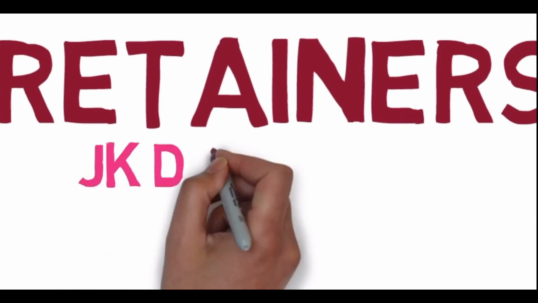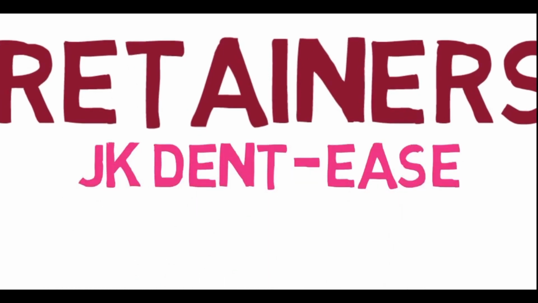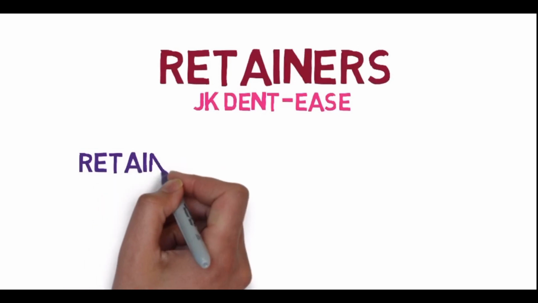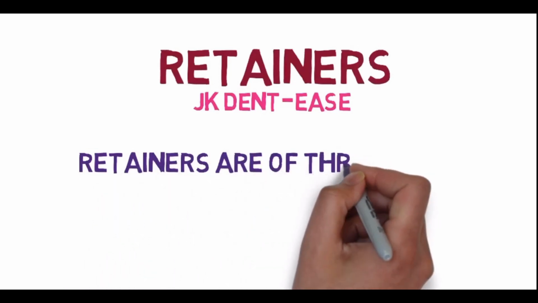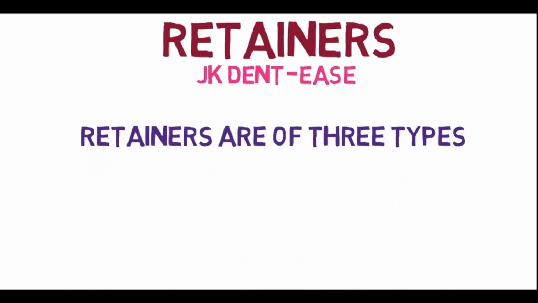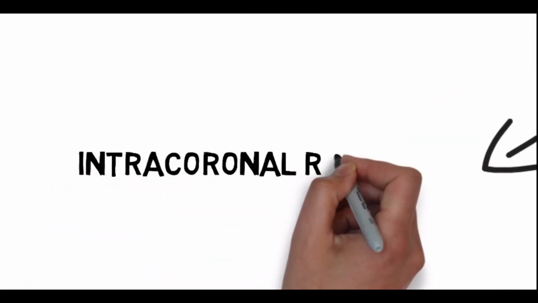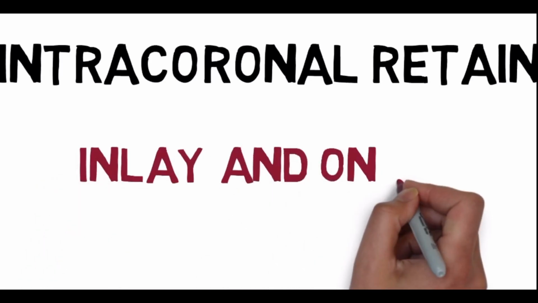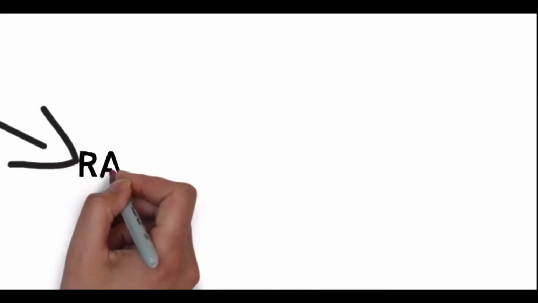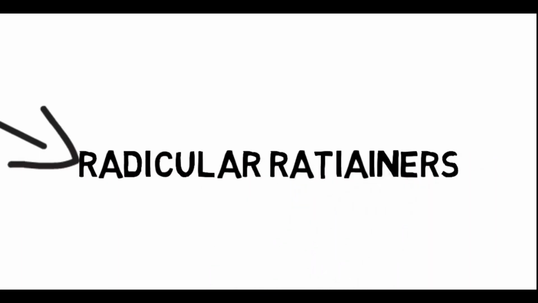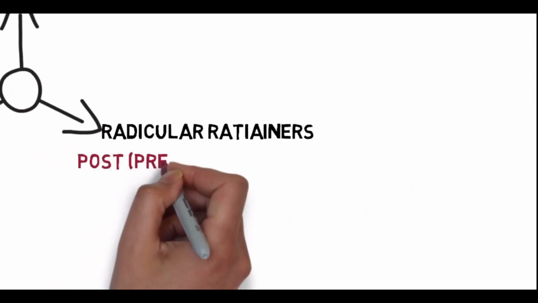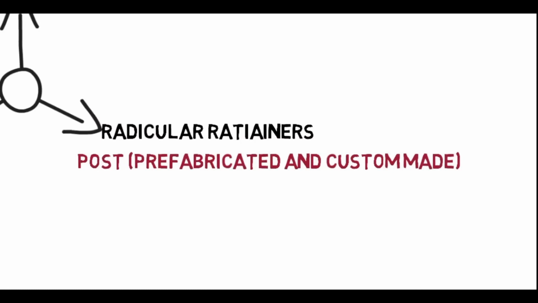Today we are going to learn about retainers. Retainers are broadly divided into three main types. First is extracoronal retainers, second is intracoronal retainers, which are further divided into inlay and onlay. And the third is radicular retainers, which includes prefabricated post and custom-made post.